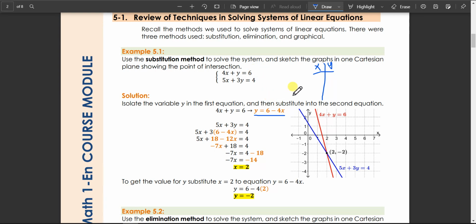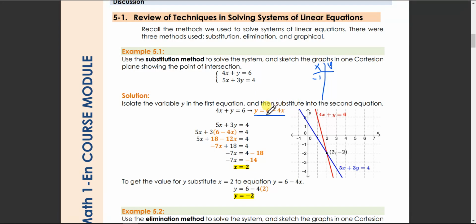So we are going to assign values. For example, you have negative 1. So negative 1 times negative 4 is equal to positive 4, plus 6, that is equal to 10. So if our x is equal to negative 1, our y is equal to 10. If our x is equal to 0, then 4 times 0 is 0, so what remains is 6. Then if our x is positive 1, we have 6 minus 4 times 1, or 6 minus 4, which is equal to 2.